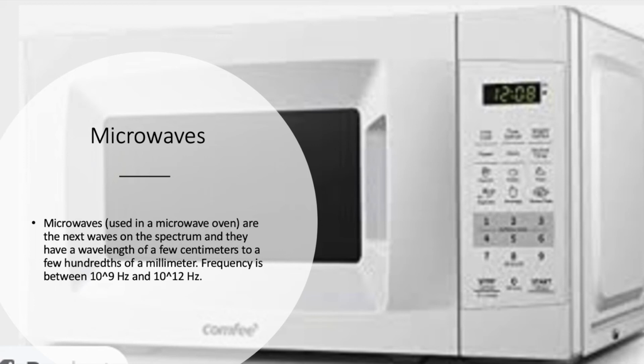The next type of wave is microwaves. Microwaves have a wavelength of a few centimeters to a few hundredths of a millimeter, and the frequency is between 10 to the 9th hertz and 10 to the 12th hertz. Microwaves work by heating your food through stimulating vibrations of the molecules in your food, which in turn heat up the food because of this movement of the molecules. We know that food heats up faster when it has more water in it because the water molecules are able to vibrate more easily.